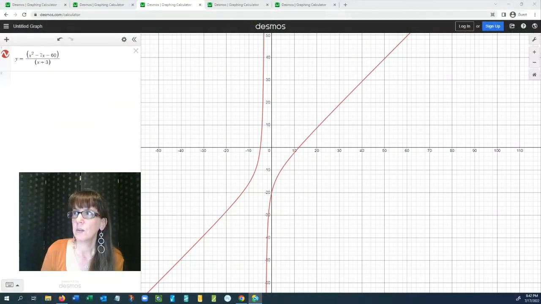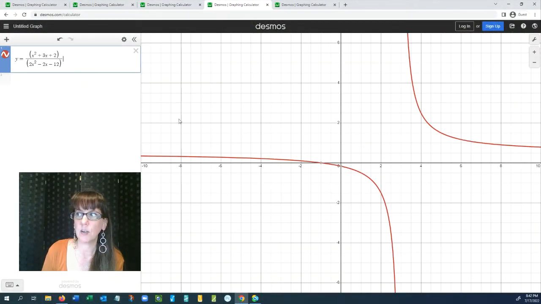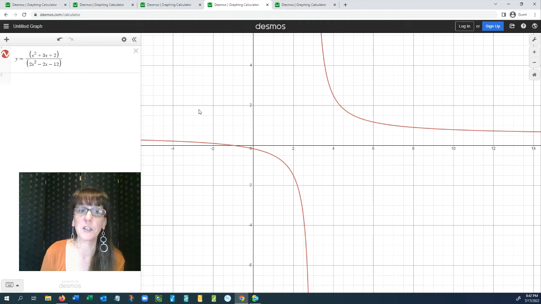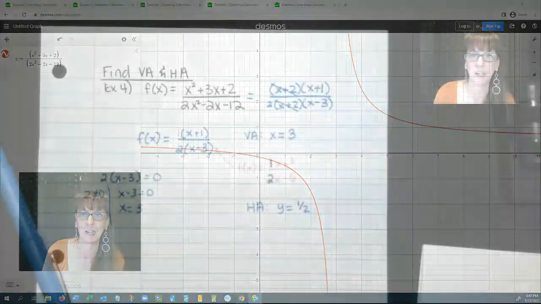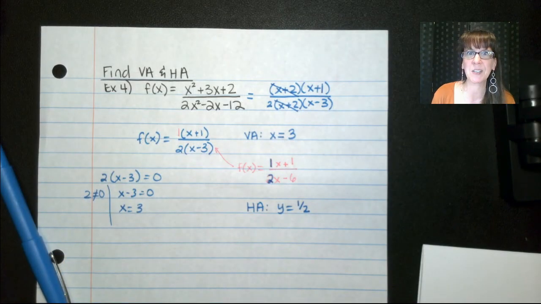If we look over here, we have this function right here. And sure enough, our horizontal asymptote, if we zoom in there, you can see comes right between 0 and 1 at 1/2. And our vertical asymptote is right there at 3, because remember, x equals 3 for our vertical asymptote, because that will give us a 0 in the denominator. So hopefully this makes a little bit more sense. If you have any questions, let your teacher know. Otherwise, we'll see you next time.